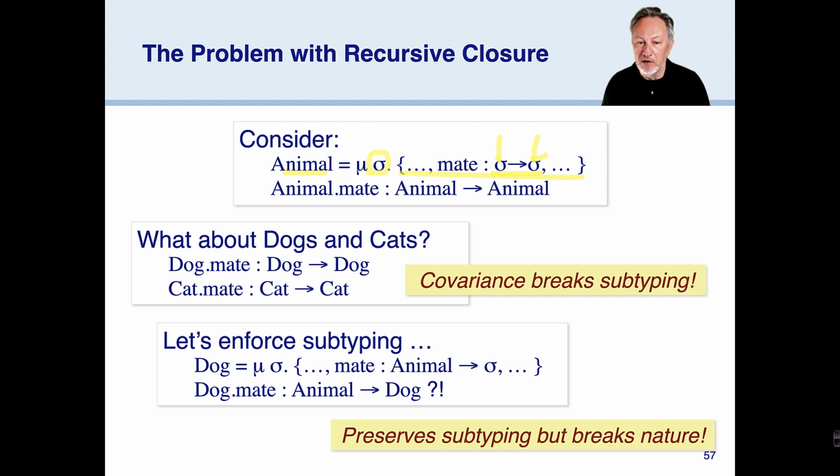So let's see if we can enforce subtyping. If we enforce subtyping, then like in Java, we would say we can't change the type of the argument. We want it to be the same as animal. But then the type of dog.mate would be that a dog could mate with an animal and produce a dog, and that's completely wrong. So it's not giving us what we really want. There's something funny going on here. We want to do some subclassing that would be reasonable, but we also want a reasonable type system.